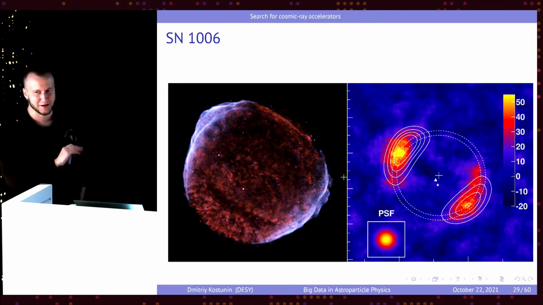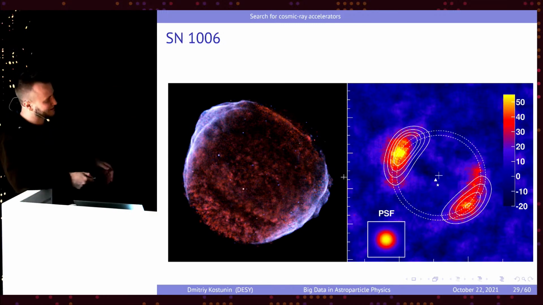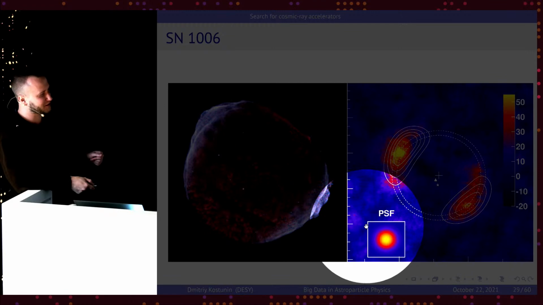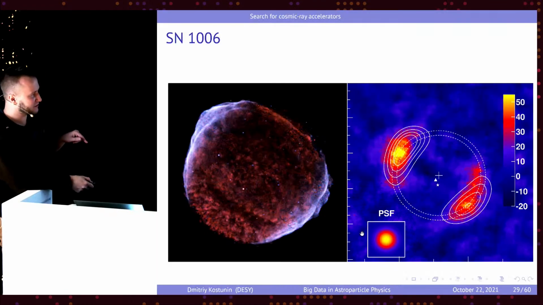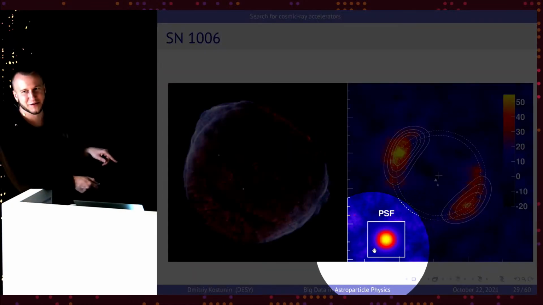It's not a very nice resolution. We have a really huge machine, but this is what we can produce. PSF is the point spread function. What does it mean? It means if we have a point source and we process it through our telescope, we get this kind of smeared one.